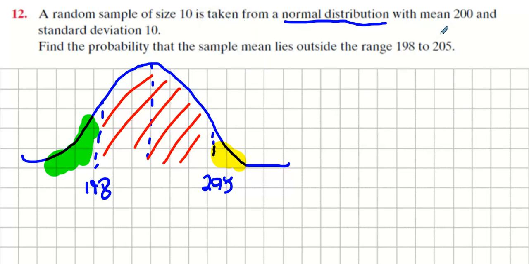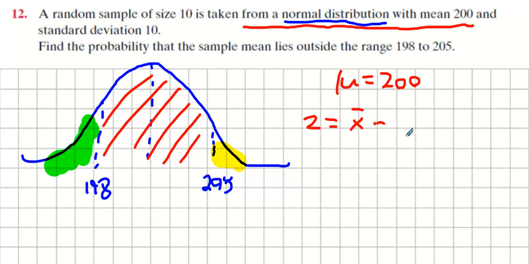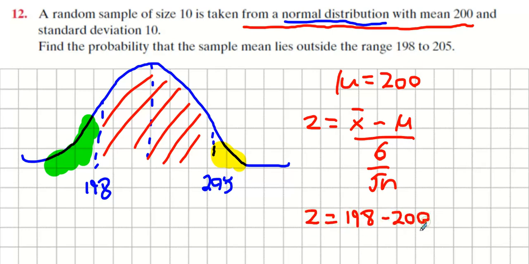Look at the keywords: from a normal distribution. So the normal distribution has the average of 200, not your sample. So your mu is 200. You're doing a Z score of X bar take away mu, all over your standard error. So it's 198 take away 200 divided by 10 over root 10, and that's going to be one of your Z scores. If anybody has it already, I'll take it off you.